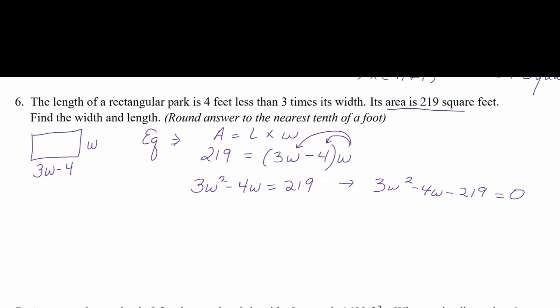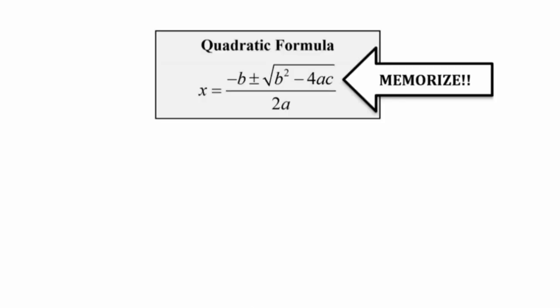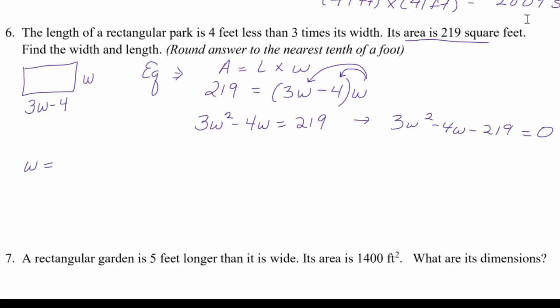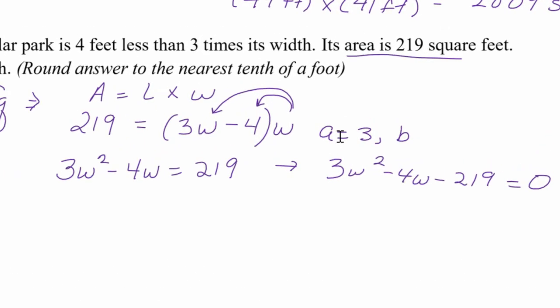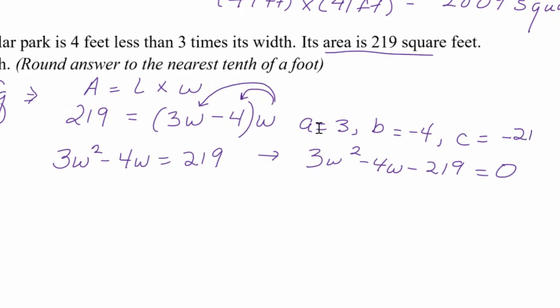And I'm going to use the quadratic formula to find w. So, do you remember the quadratic formula? A, see I'm looking here at the quadratic, A is 3, B is negative 4, and C is negative 219.